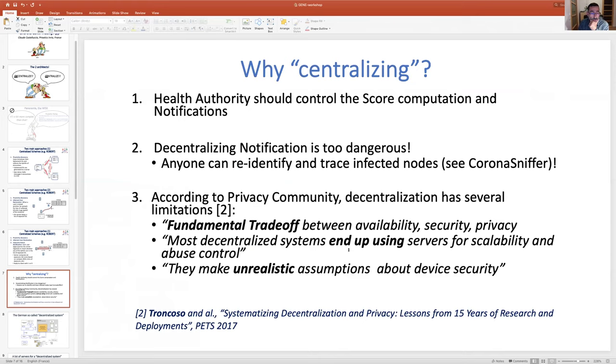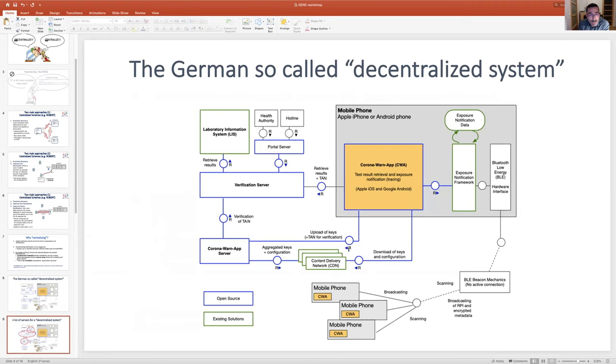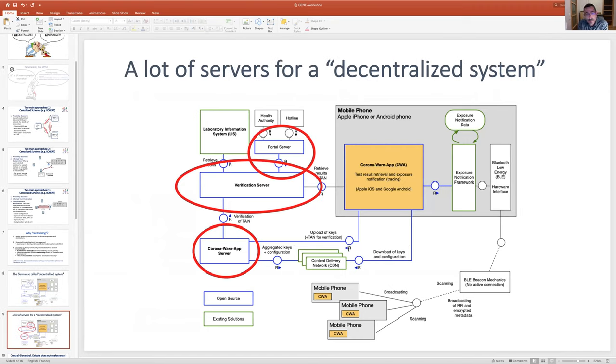Just to illustrate my point, this is the German architecture, the so-called decentralized system. But if you look more into the details, you see that there are at least three servers: the portal server, the verification server, and the Corona-Warn-App server. That's a lot of servers for a decentralized scheme. That illustrates pretty well the point that you don't only have to consider one module; you have to consider the whole system. And so far, I haven't seen an analysis of a whole system that integrates the Google Apple system within an actual health system. This is very difficult, and I'm happy that Carmela discussed this point, because that's very critical.